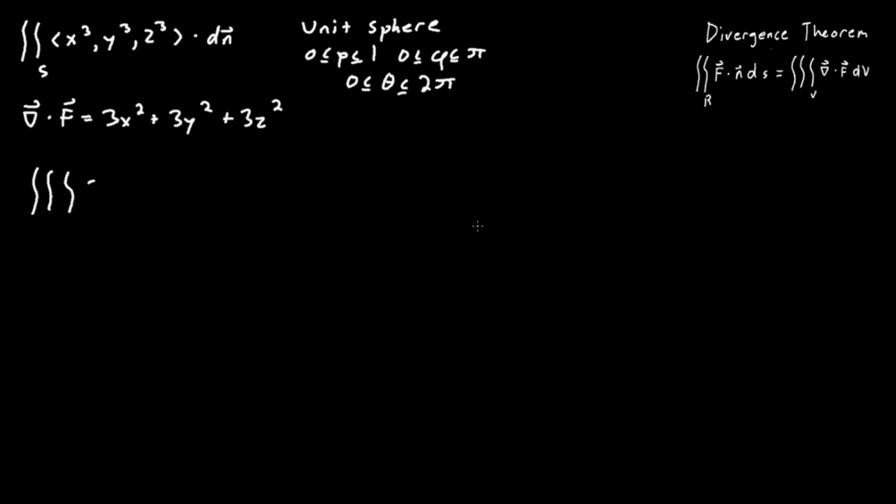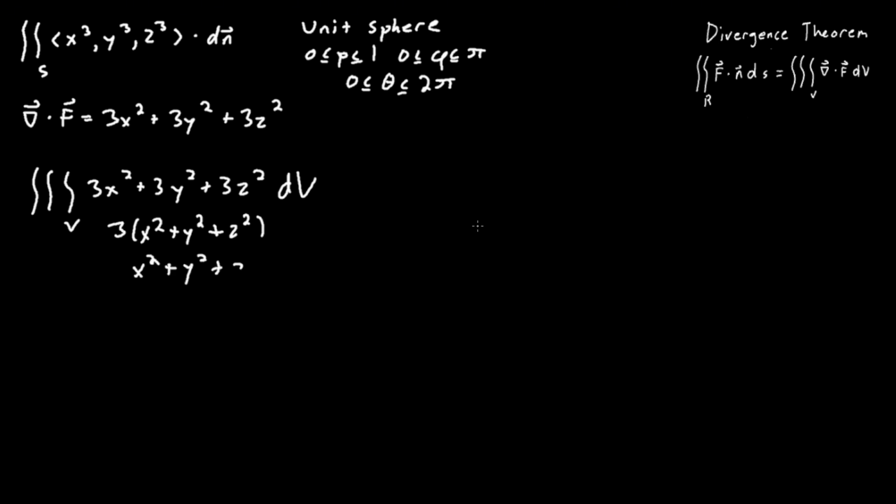But let's write down our integrand. Our integrand is the dot product, which we calculated up here, and we are integrating over some volume, dv. Now let's turn this into spherical coordinates. Here's the thing about this. You can factor out the 3 to get x squared plus y squared plus z squared. And this is an identity. This right here is equal to rho squared in spherical coordinates. Just like how x squared plus y squared is equal to r squared in polar coordinates, x squared plus y squared plus z squared is equal to rho squared.